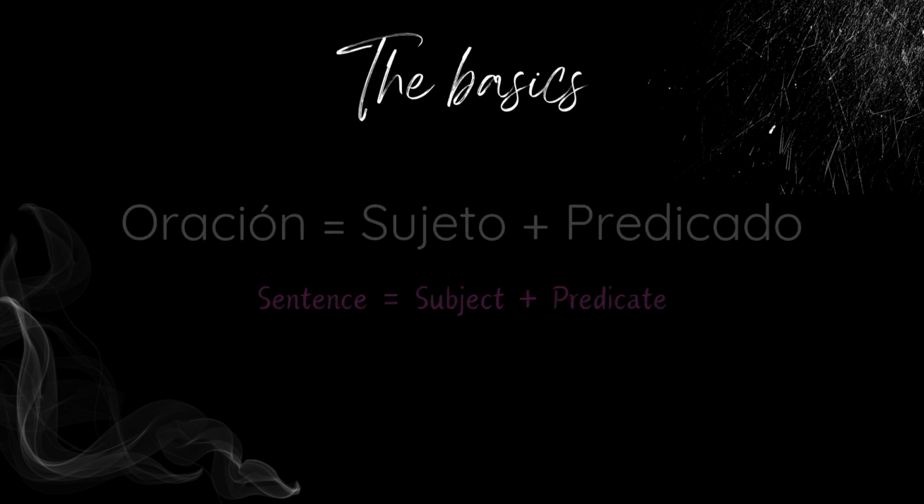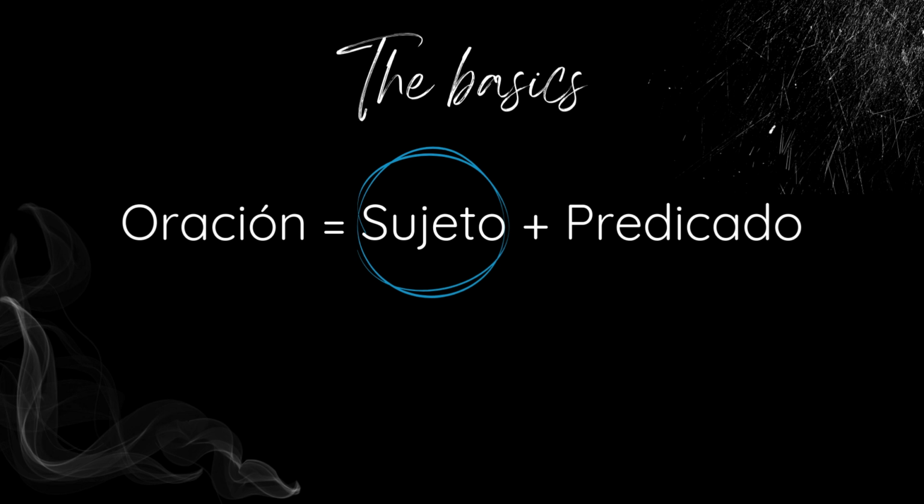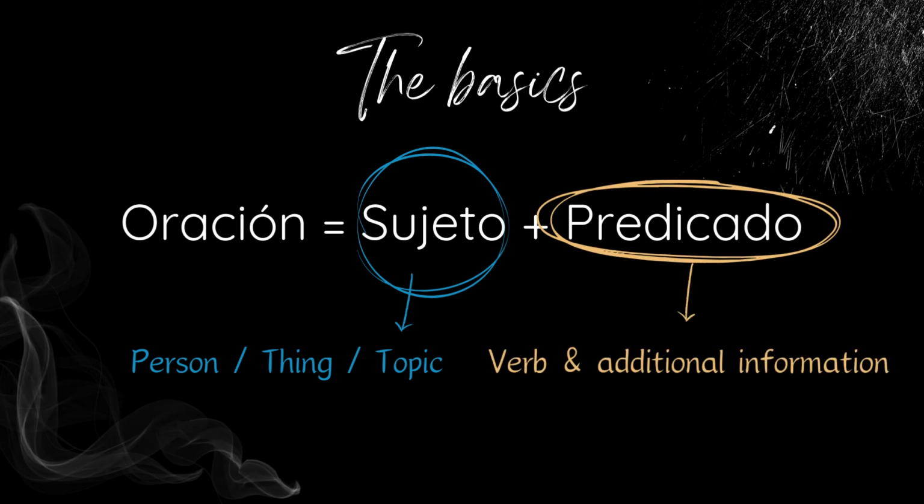To recap, a sentence, which is called una oración in Spanish, is composed of el sujeto y el predicado, the subject and the predicate. El sujeto is the person, thing, or topic we are talking about, and el predicado contains the verb and any additional information about what we are talking about. Let's see some simple phrases and how they can evolve into more detailed ones.